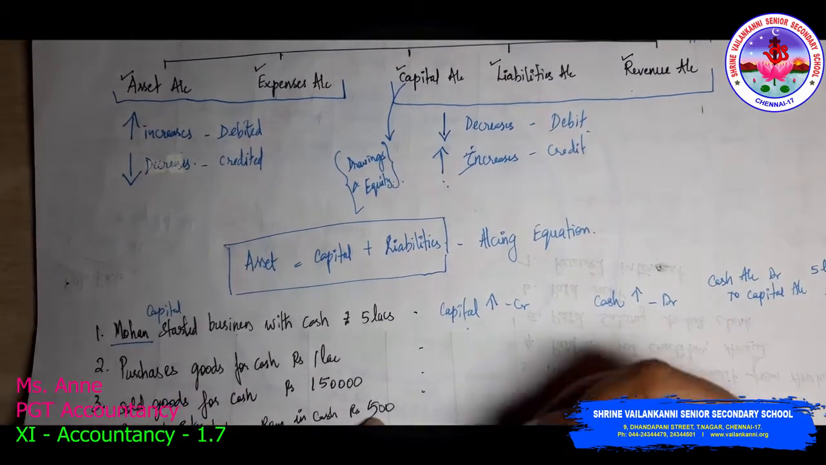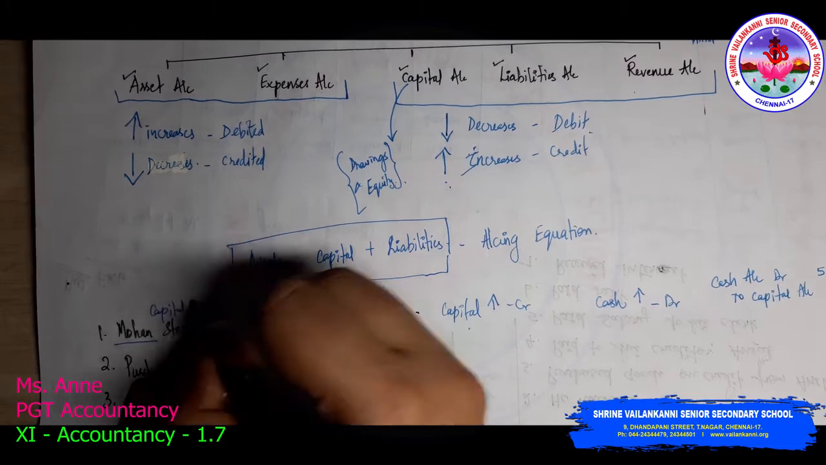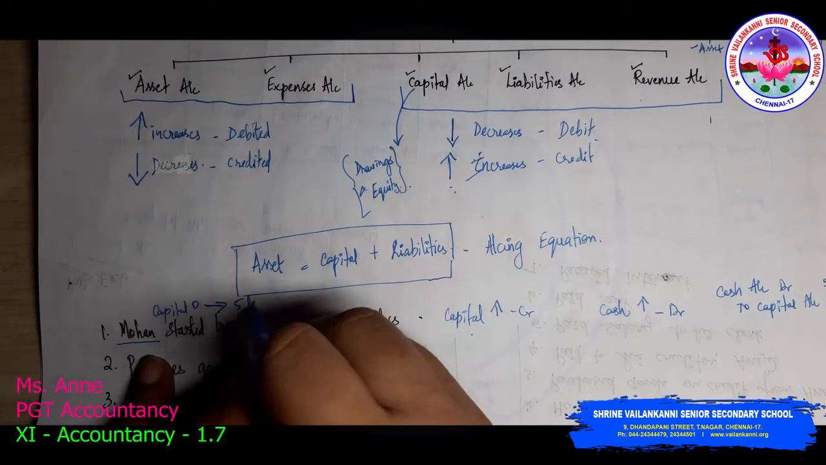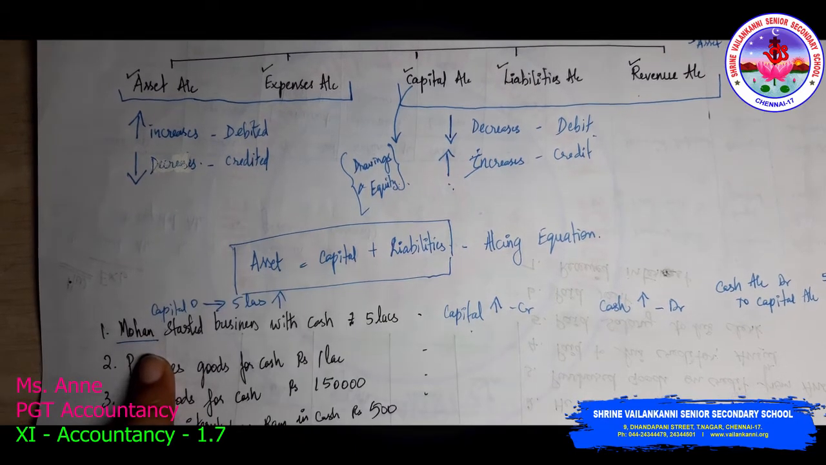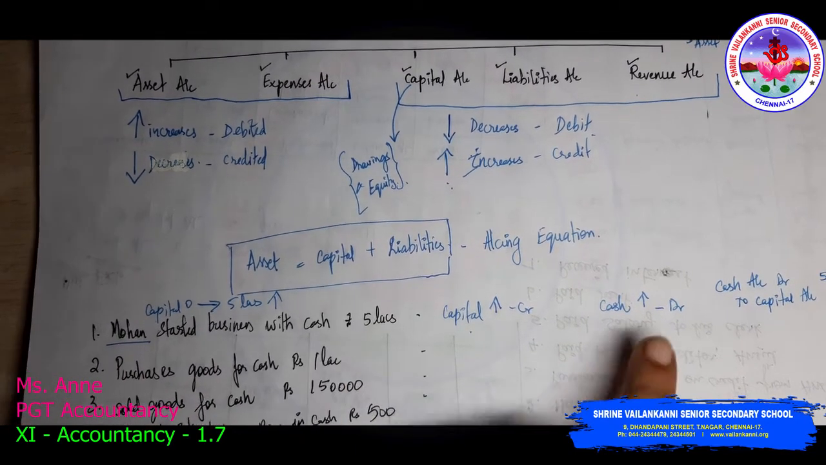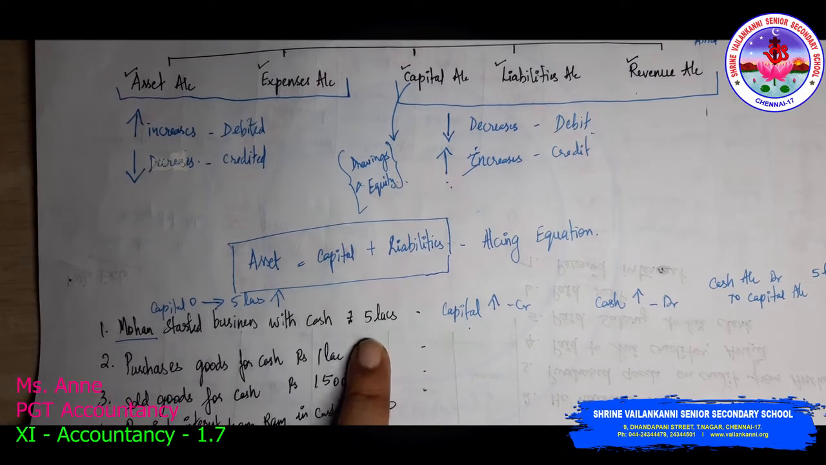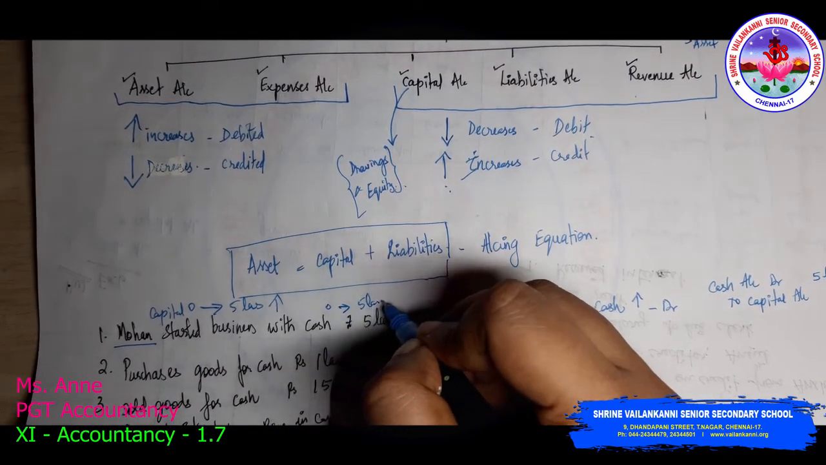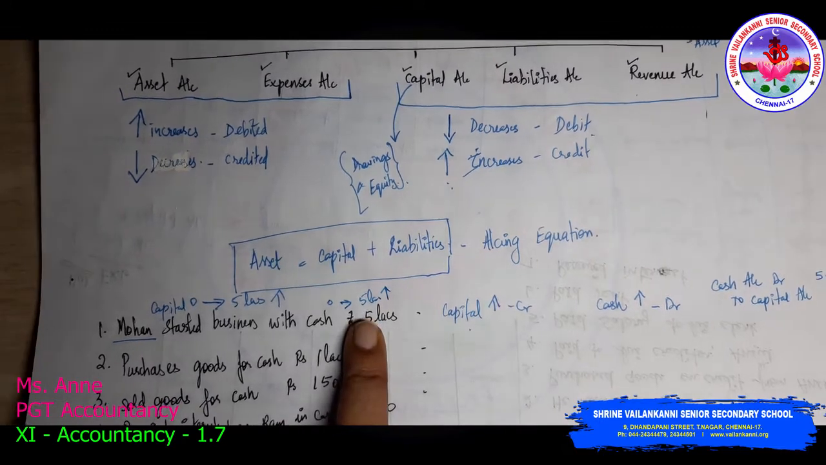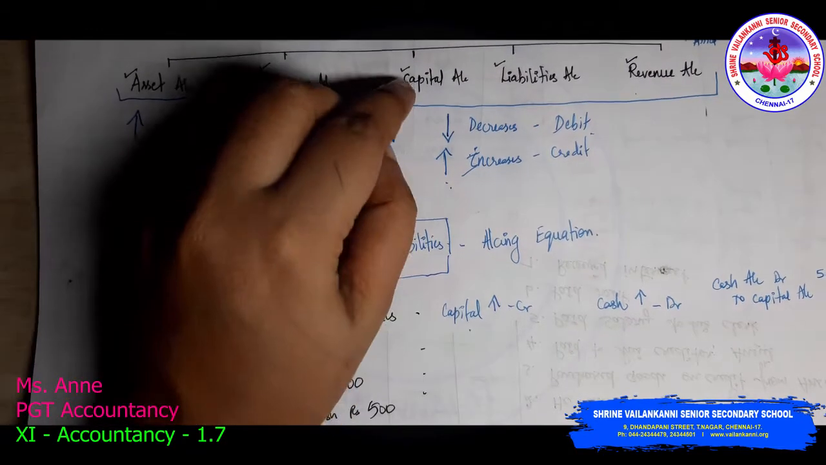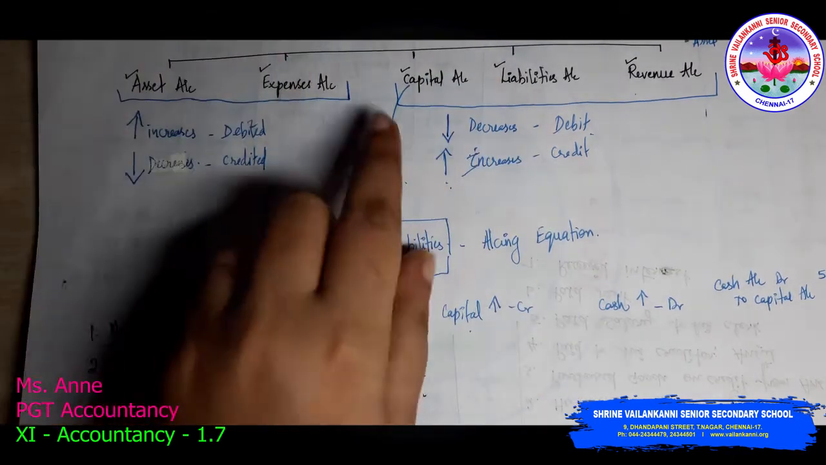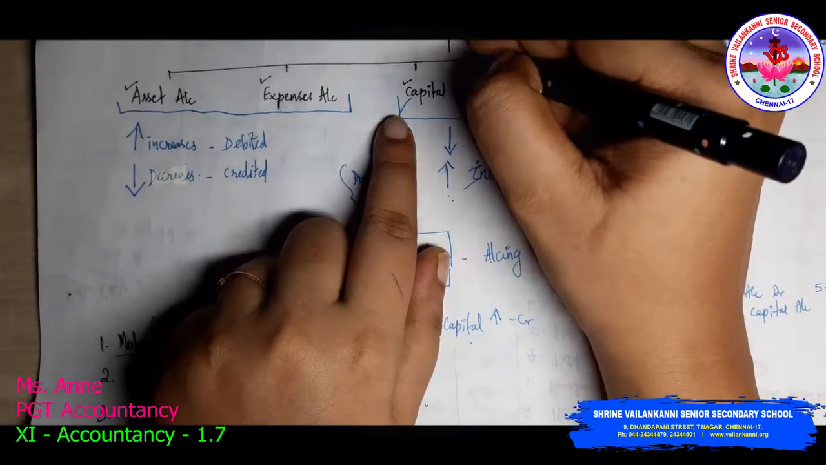Previously there was nothing called capital. Previously the capital was 0. After Mohan contributed, the capital became 5 lakhs. So capital is increasing. Cash is also increasing, because previously the cash was 0. Now after Mohan has contributed, the cash has increased to the extent of 5 lakhs. So where does capital appear? It's coming in the balance sheet, on the liability side of the balance sheet.